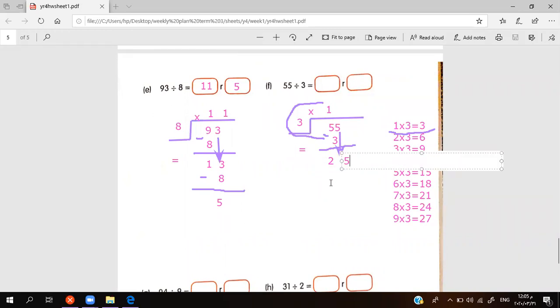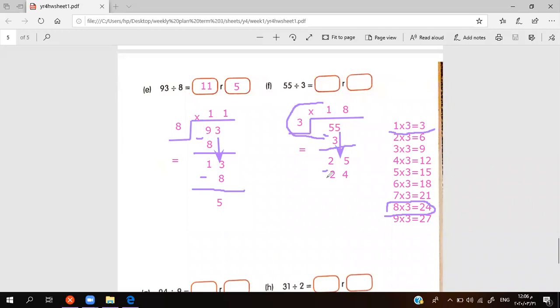I have now a 25. What times 3 gives me a 25? In the answers here, is there a 25? No. What is the number just before 25? It's the 24. So I will do this one, which is 8 times 3, and I'm gonna write my answer here, a 24. Like this, I multiplied and wrote my answer.